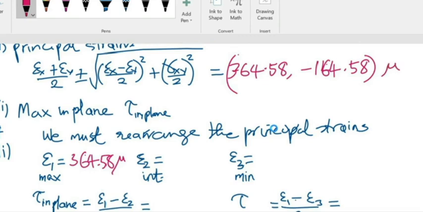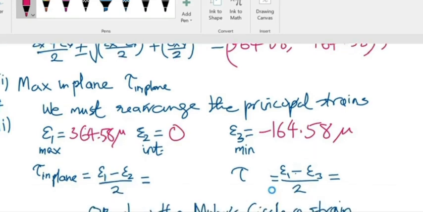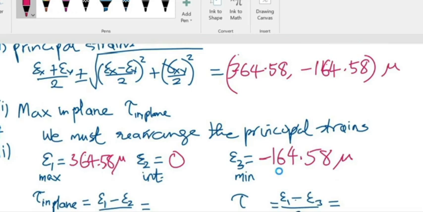Remember, one of the principal strains is going to be what? 0. And so since we have negative, the negative is going to be the what? The minimum. So in this case, 164.58 is going to be our minimum. And then we'll also have what? 0. So in this case, remember, these two values are our in-plane. That's the plane we are dealing with directly, that we're able to determine these two principal strains.